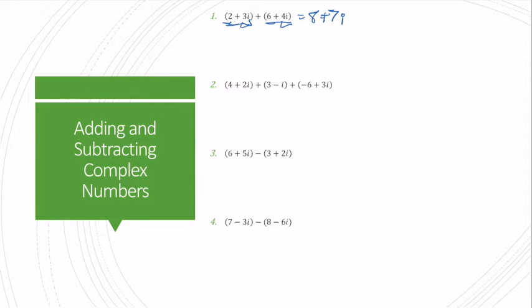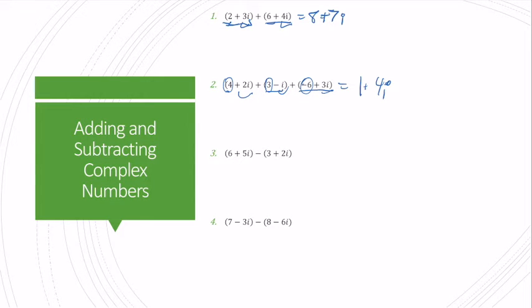If I have 4 plus 2i plus 3 minus i plus negative 6 plus 3i, that gives me 4 plus 3 minus 6, which is 1. And then I have 2i minus i, so I just have 1i plus 3i, which is 4i, right? It's basically like combining like terms, except now i isn't a variable, it stands for the square root of negative 1.